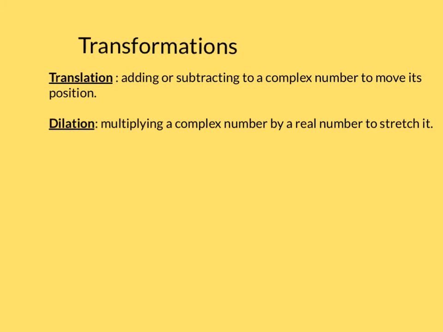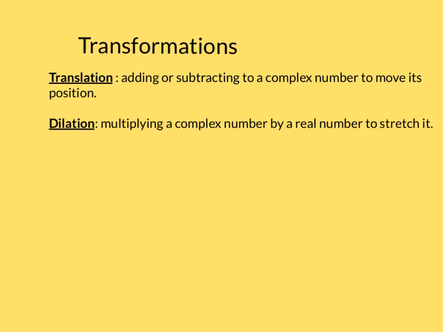So you may remember we covered something similar to this in coordinate geometry, which was called transformations. So what we just did there, adding or subtracting to complex numbers to move its position, that's called a translation, okay? And then dilation is multiplying complex numbers by a real number to stretch it.